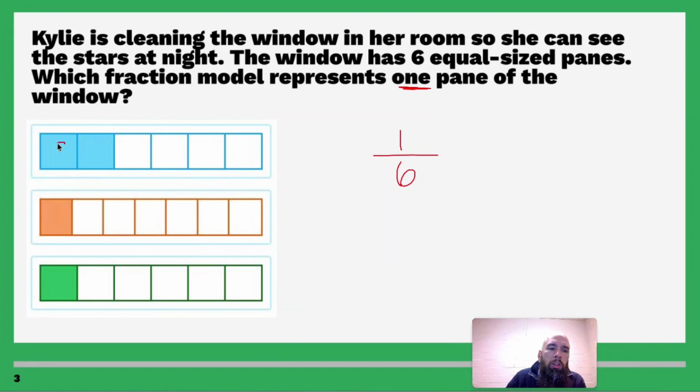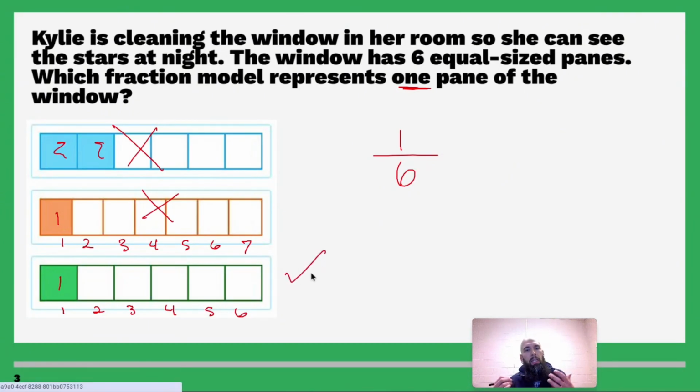Well, not you, because we're shading 2 things, so not this one. This is going to be 1 out of 1, 2, 3, 4, 5, 6, 7, so not you either. This is going to be 1 out of 1, 2, 3, 4, 5, 6. So this visual aid is going to give us that 1 out of 6 that this problem is talking about. So here's our fraction, and here's our picture. So we're picking the green one, my favorite color.